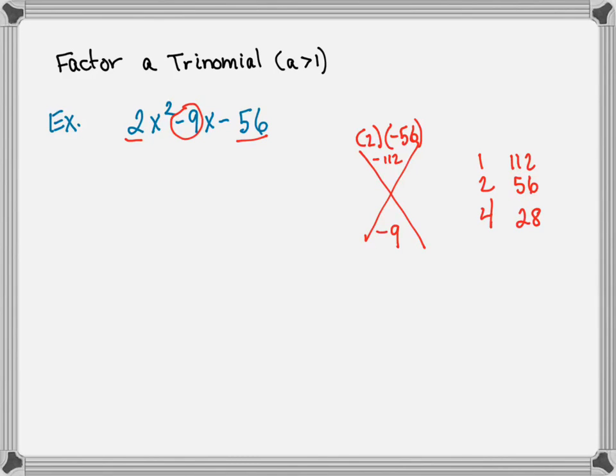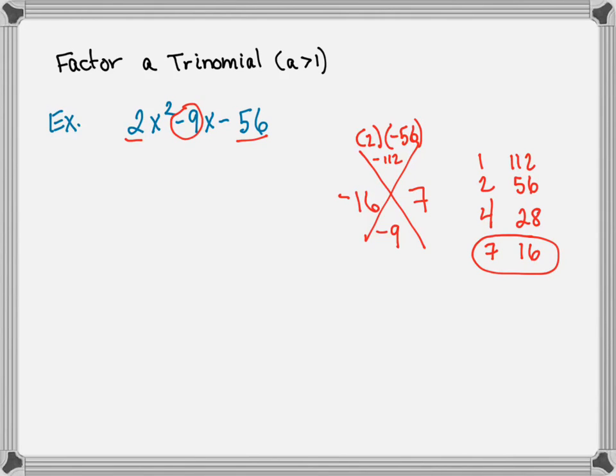3 was not a factor. 5 is not a factor. 6 is not a factor. But 7 times 16, and those are 9 apart. So one of these will be negative, one will be positive, because they add to negative 9. The 16 must be negative, the 7 will be positive. It does not matter in which order you put them here.